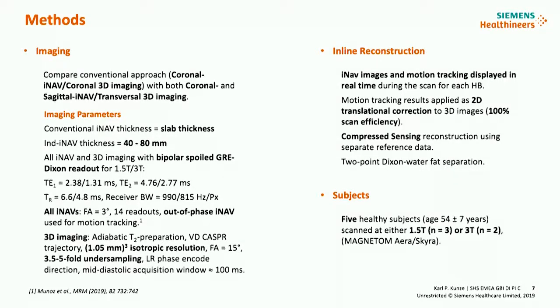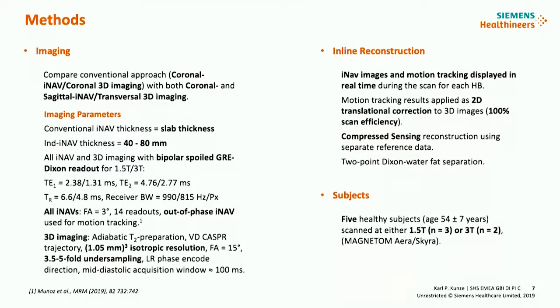Reconstruction-wise, we have inline and a live iNav image and motion tracking display on the scanner in real time for each heartbeat. The motion tracking results are applied as a 2D translational correction to the 3D images, meaning we have a 100% scan efficiency. And this is combined with a compressed sensing reconstruction and 2-point Dixon water-fat separation, all on the scanner.